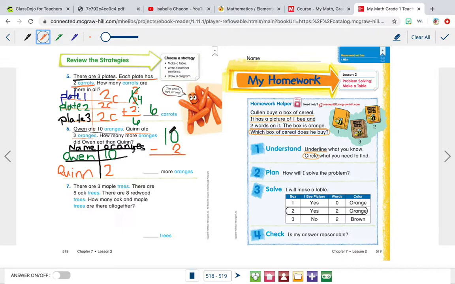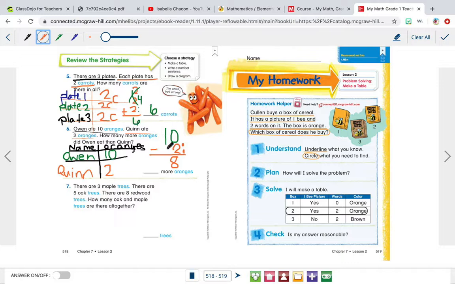10 is the bigger number, 2 is the smaller number. So what we're going to do is we're going to draw 2 dots. So 1, 2. I'm going to get 10 in my head and count back. Ready? 10, 9, 8.